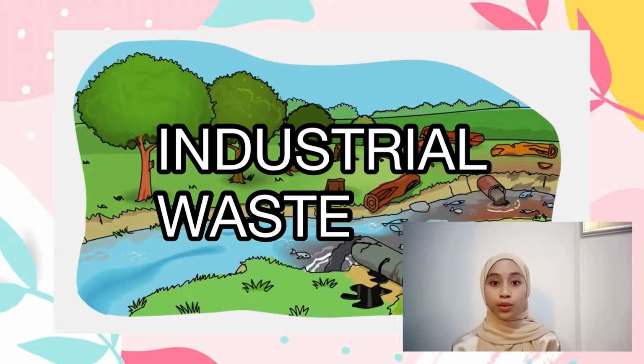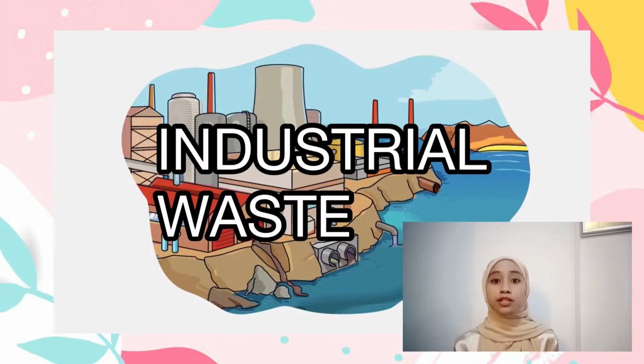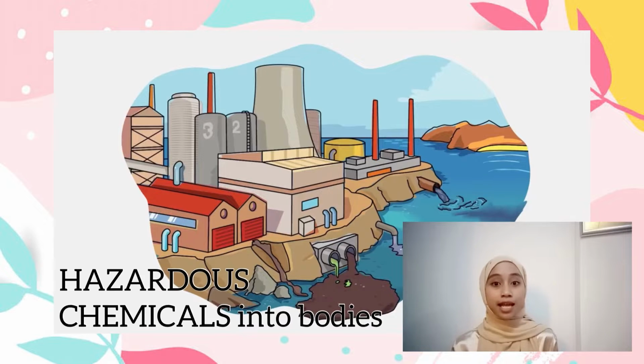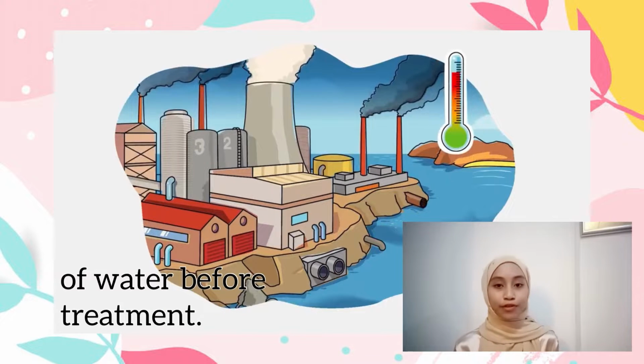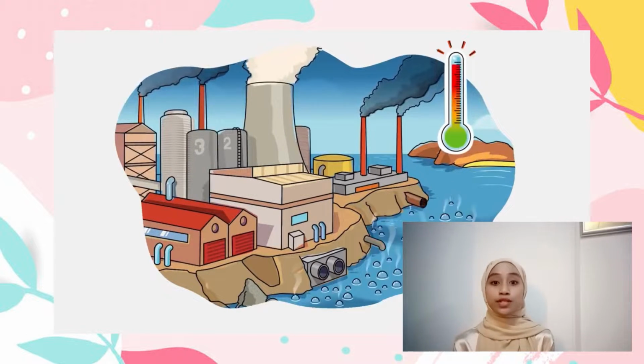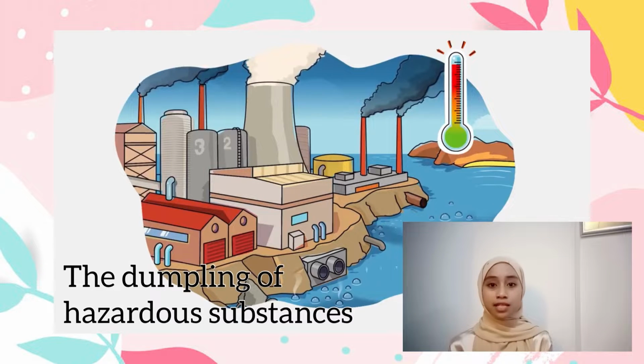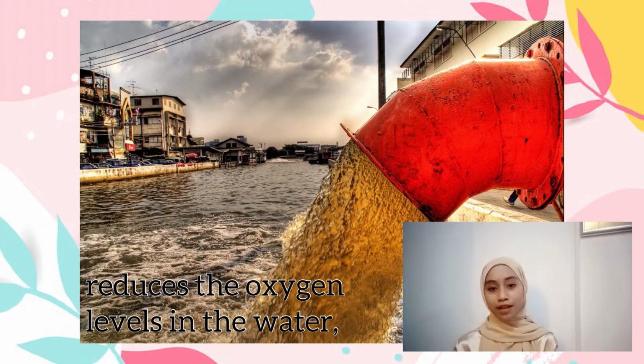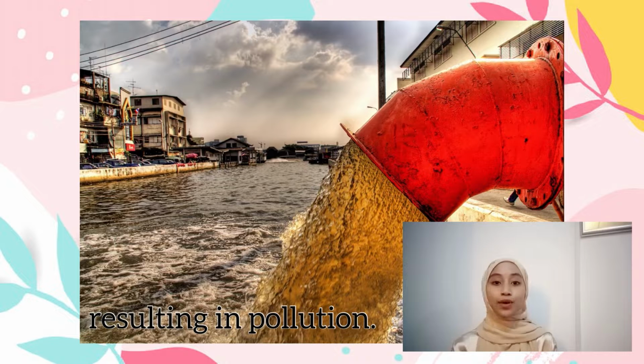Firstly is industrial waste. Many industries dump industrial waste such as hazardous chemicals into bodies of water before treatment. It eventually pollutes the water. So the dumping of hazardous substances reduces the oxygen levels in the water, resulting in pollution.